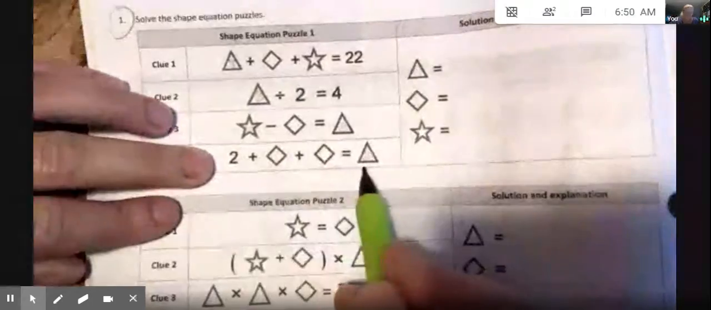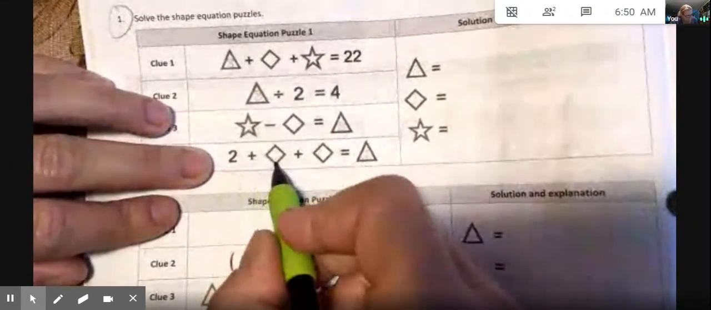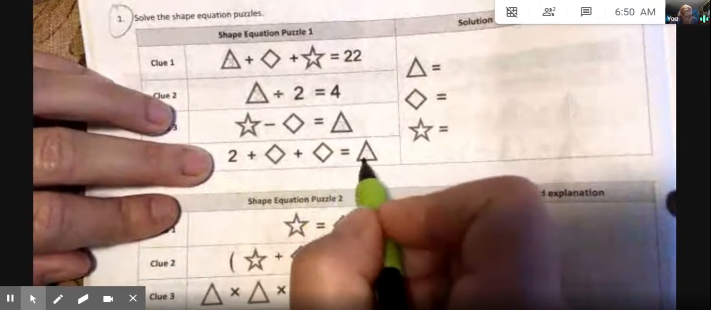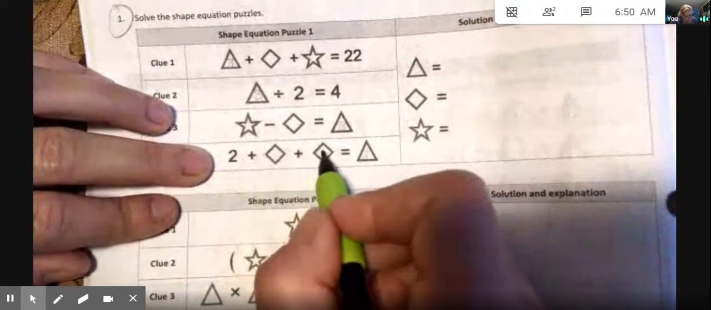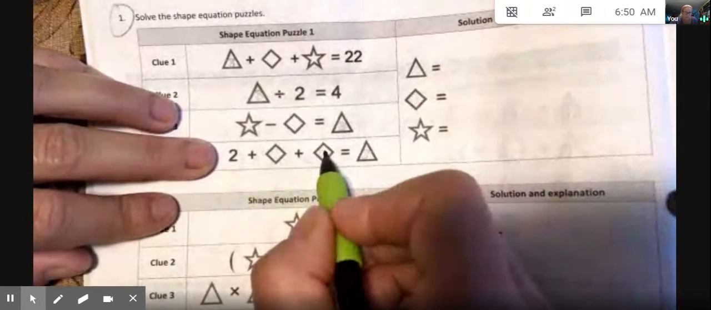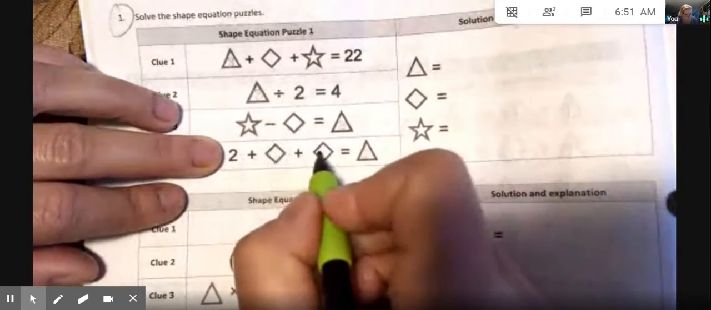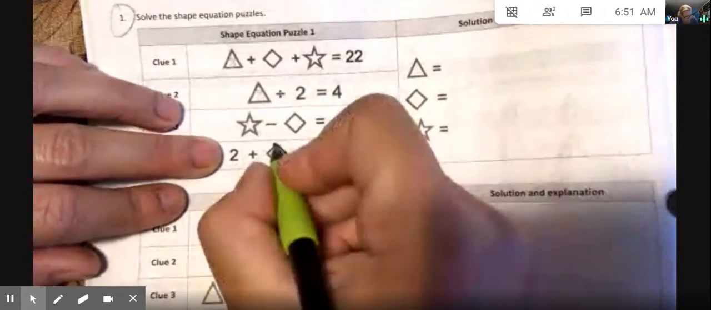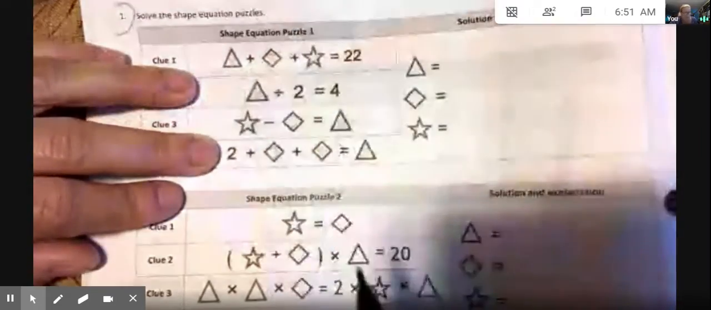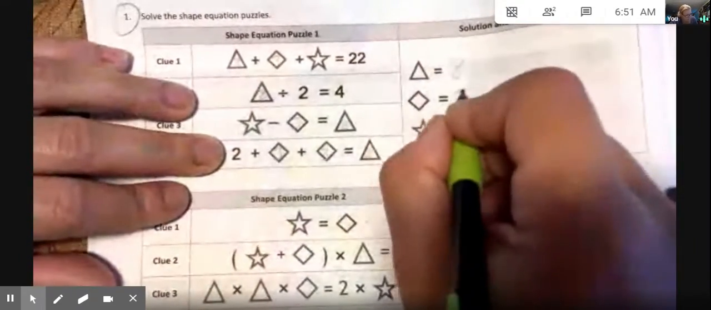Let's go down to this one here. If this is 8, 2 plus something, same number. Let's see. 1 plus 1 is 2, plus 2 is 4. 2 plus 2 is 4, plus 2 is 6. 3 plus 3 is 6, plus 2 is 8. Those are 3's. We know triangle is 8. Rhombus is 3.